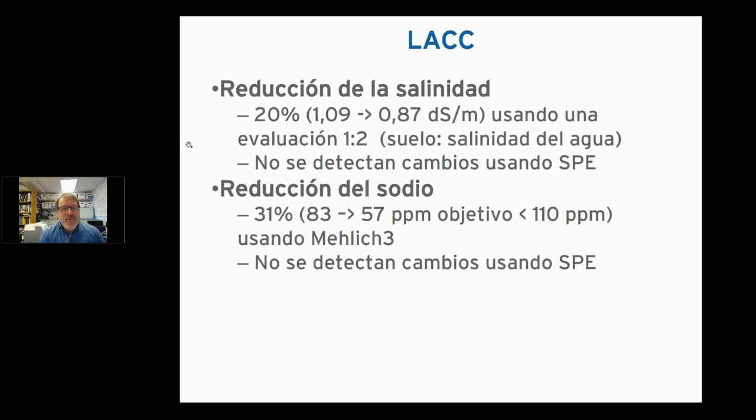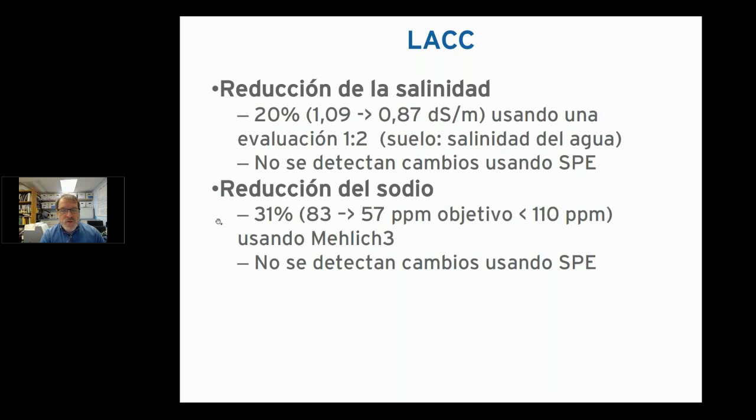Okay. So there was a reduction in salinity by 20% in salts. This is using a 1-to-2 dilution that many laboratories use, as opposed to SPE, which is saturated paste extraction, which is a common technique for evaluating soil salt levels. So in this case, it turns out that the more standard laboratory practices using a 1-to-2 dilution seem to work well and better than the saturated paste extraction.